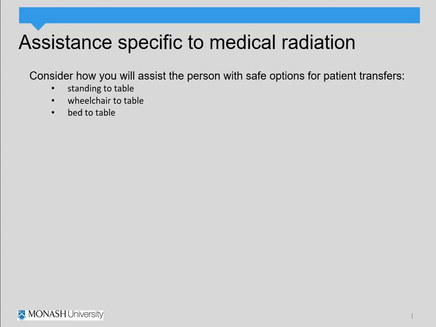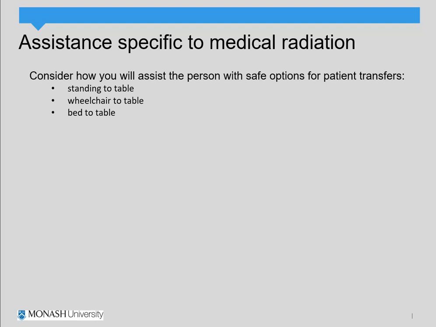So in terms of medical radiation, it's a lot of patient care, but I'm making this specific to medical radiation. You need to consider how you're going to assist the person with safe options for patient transfer. So from standing to laying on the treatment table in radiation therapy. If the person's in a wheelchair, you're going to have an added complication of from wheelchair to standing to treatment table.